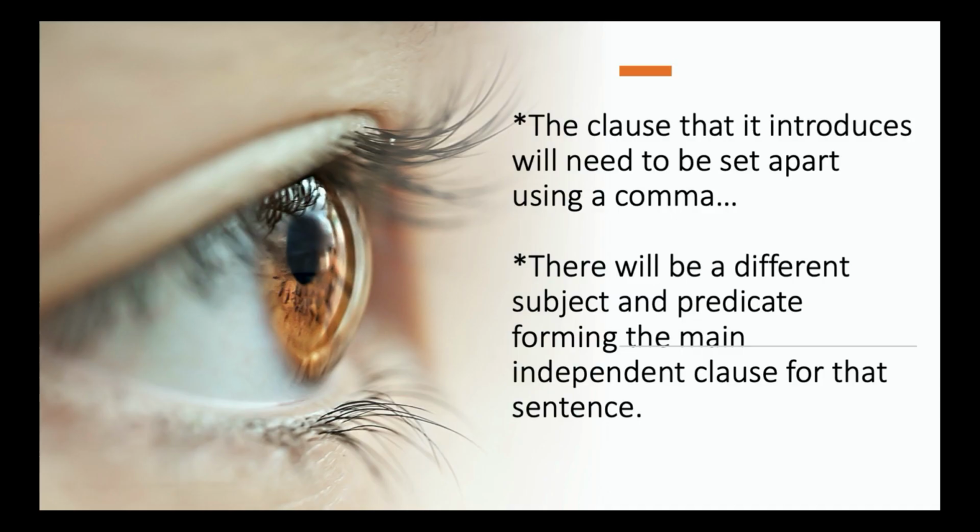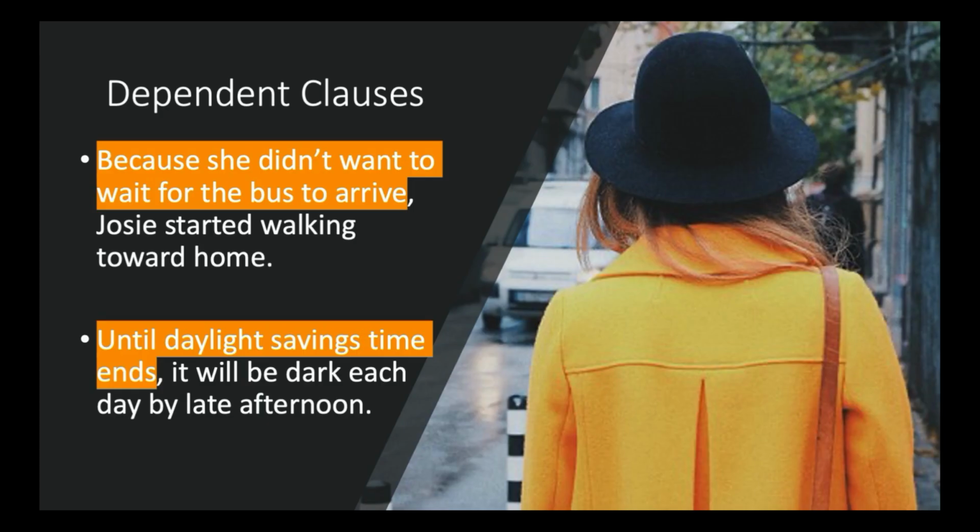you're looking for. If you see these subordinating words at the start of a sentence, the clause that it introduces will need to be set apart using a comma nearly every time, and there will be a different subject and predicate forming the main independent clause for that sentence. Here's another look at these dependent clauses. Because she didn't want to wait for the bus to arrive, Josie started walking toward home. Until daylight savings time ends, it will be dark each day by late afternoon.